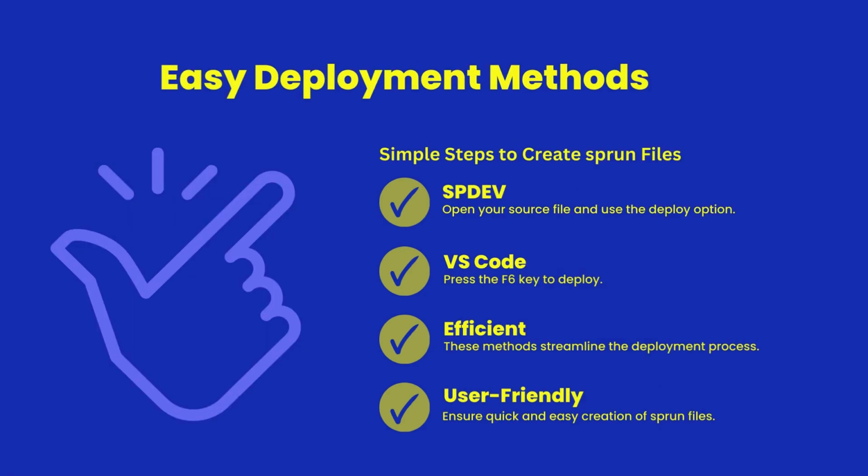Now, here are some simple steps to create sprun files. First, using SPDEV, you can open your source file and use the deploy option. This method provides a straightforward way to deploy your program. Alternatively, within VSCode, you can press the F6 key to deploy your source file. This quick shortcut makes the deployment process even more efficient. These methods are designed to streamline the deployment process, ensuring that you can create sprun files quickly and easily. They offer an efficient and user-friendly approach to preparing your Sheerpower programs for distribution.